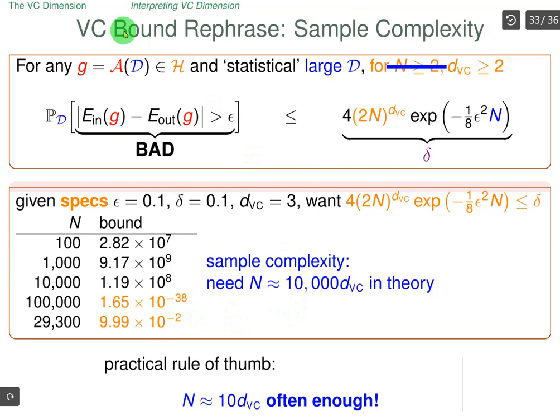So the VC bound can also be used to identify the sample complexity, how many training examples we need. Usually, in theory, we need N to be 10,000 times the VC dimension. For example, here, 3 times 10,000 is almost 30,000 examples in theory. But in practice, 10 times dVC should be enough. If we are using a hypothesis with VC dimension equal to 3, then you should think of using at least 30 examples so that the probability of the bad event will be small.